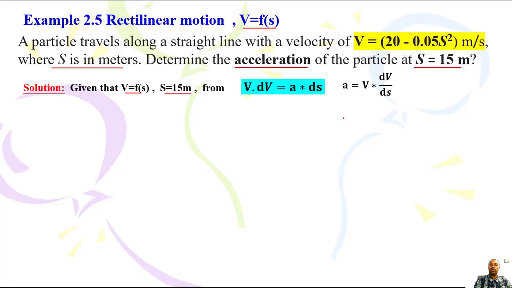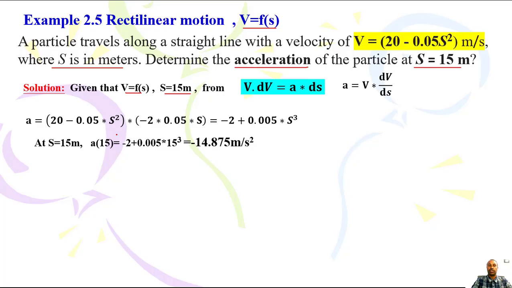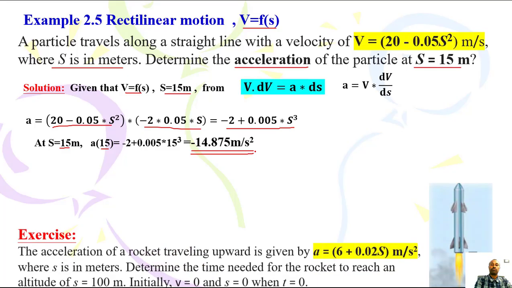So you simply substitute v and again differentiate. Clear? You have the acceleration equation, and then if you differentiate dv by ds, you substitute here, then you get this equation. Then at s equal to 15 meters, which is a of 15, you have this one. So this shows deceleration. So this is the acceleration of the particle at s equal to 15 meters.